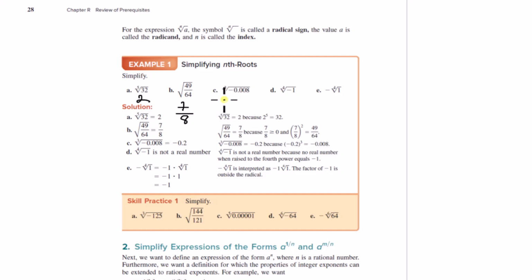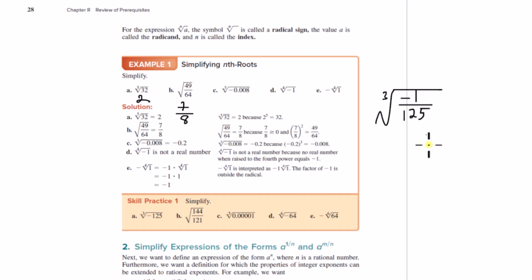Okay, the principal cube root of minus 0.008. So we have a minus inside of the radical. That's fine. It's an odd index. So, okay, 0.008, that's 8 over 1,000. Okay, let's see, 8 divided by 2 is 4. So 1 over 125. What we have is the principal cube root of minus 1 over 125.